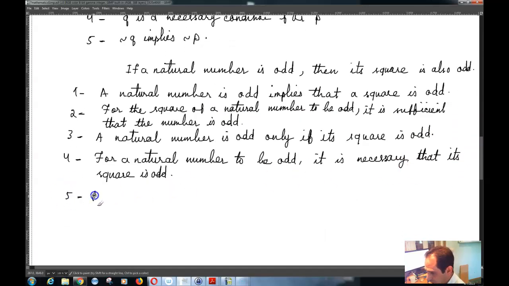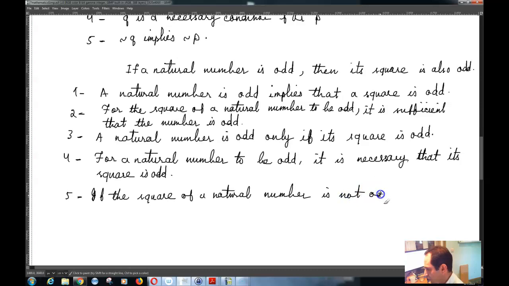Number 5, if the square of a natural number is not odd, then the natural number is not odd.